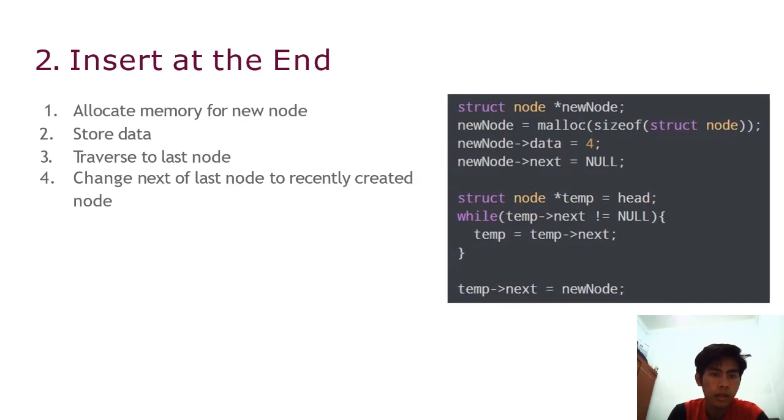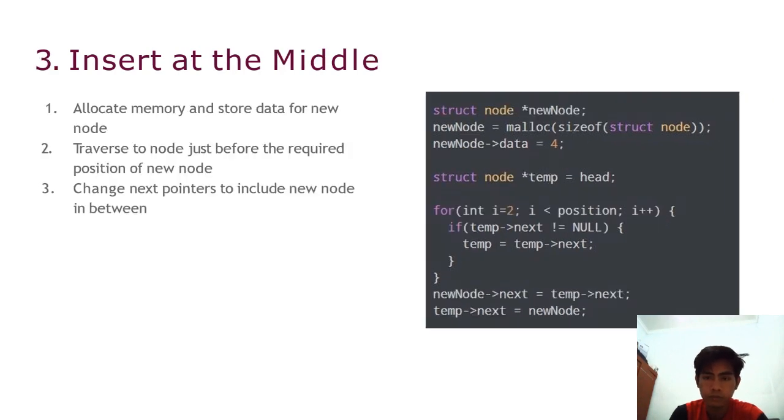Insert at the end. Allocate memory for the new node. Store data. Traverse to the last node. Change next of the last node to the recently created node. You can see here the running of the program.